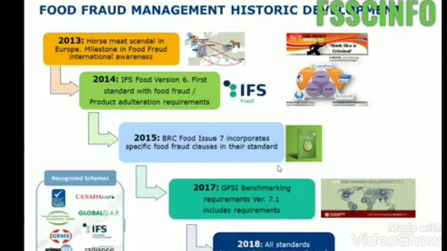And then in 2014, at the GFSI conference, they presented, and IFS, International Featured Standard, was the first one to adopt and implement and develop the guidelines and the requirement within its food safety management standard. And in 2015, BRC was the second who inserted the requirements in the revised scheme. And in 2017, GFSI made it mandatory.